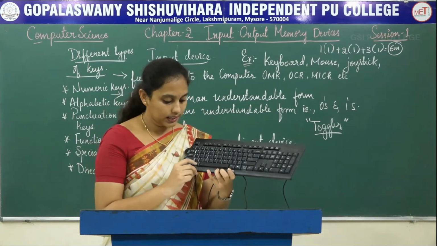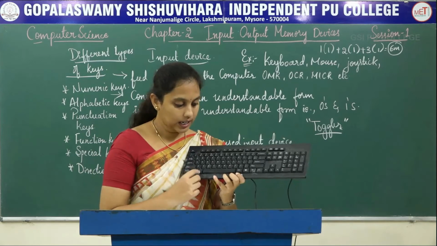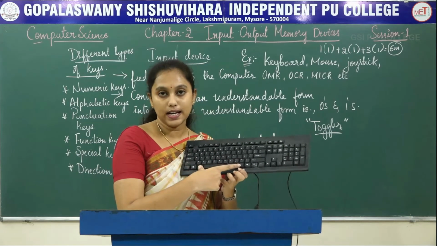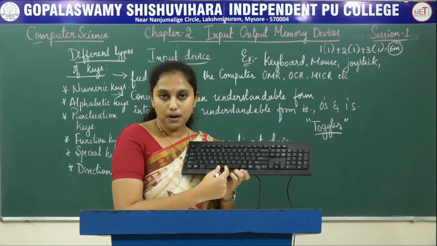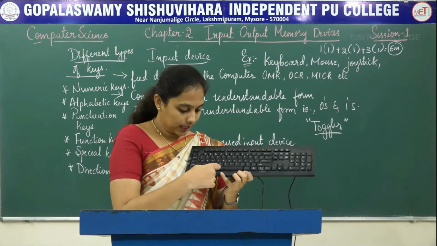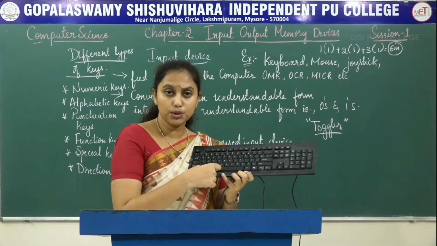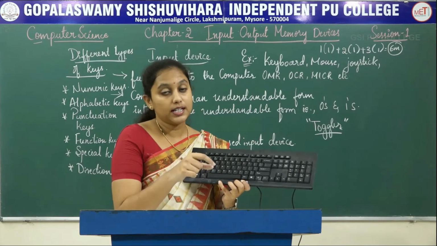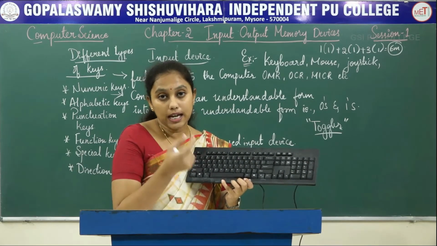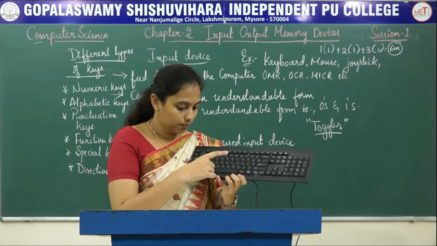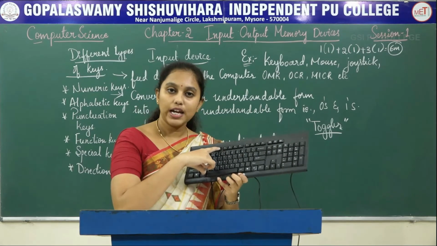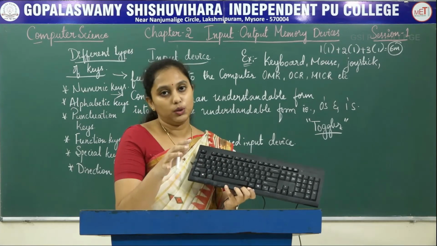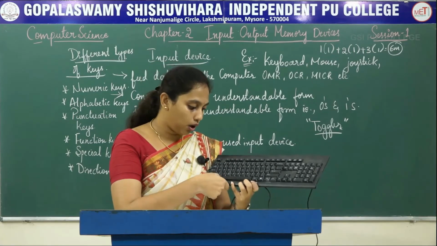Next is alternative key. This is Alt key. There are two Alt keys on either side of this space bar key. So this Alt key is used to change the process of the already pressed key. For example, while playing a game on your computer, if you press Ctrl F4, it will close the game window. That is the usage of Alt key.